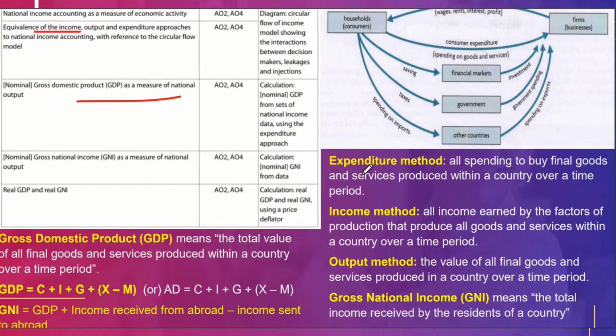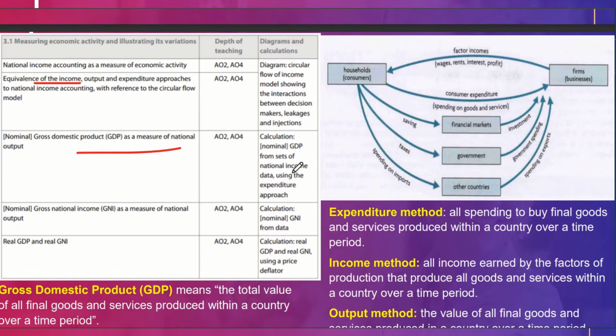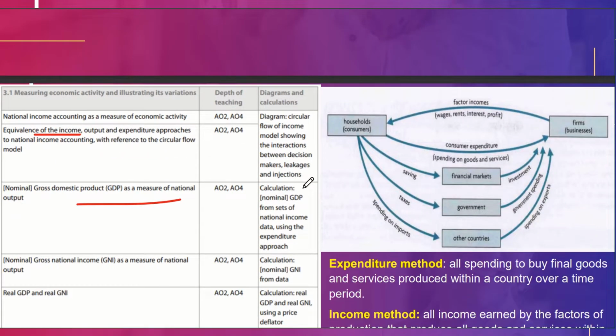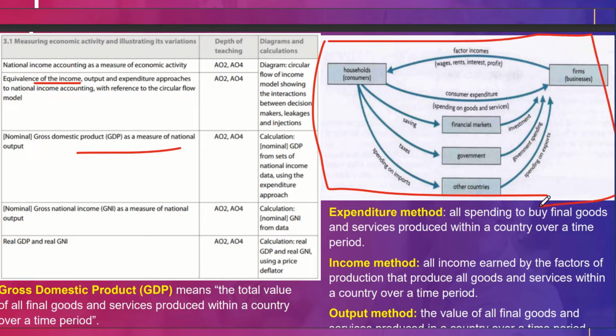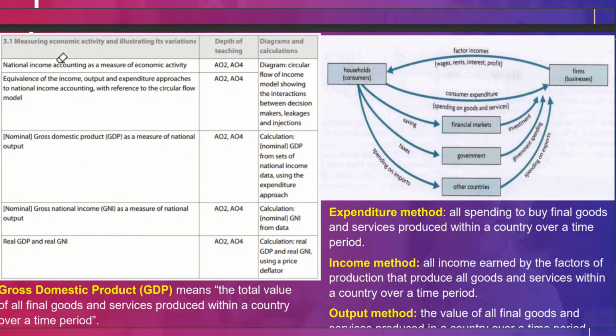Hello students, now we are moving to unit 3 macroeconomics. Remember, we have already discussed the circular flow of income model. I believe you are strong in this part. The syllabus content asks us to look at national income accounting as a measure of economic activity, and in the diagram, the circular flow of income model showing the interaction between decision makers and leakages and injections. Once again, we'll quickly look at this circular flow of income model.